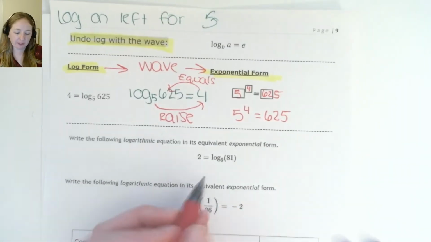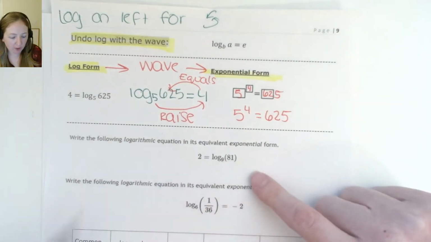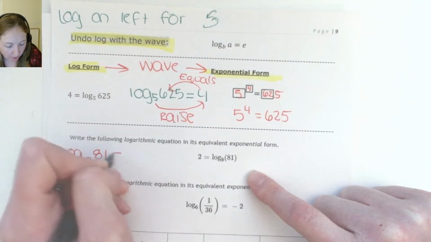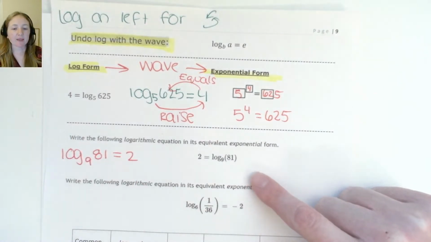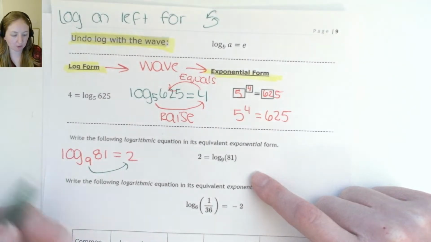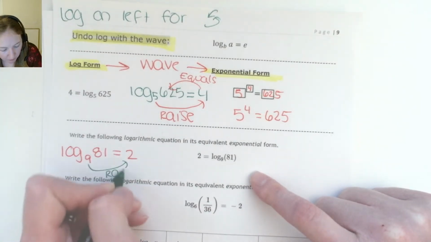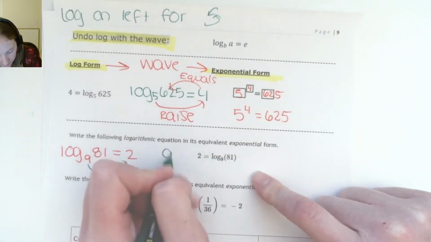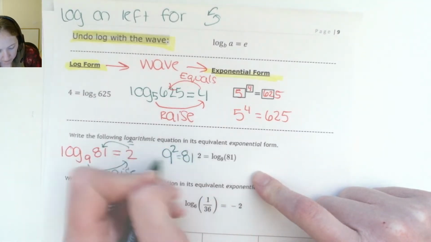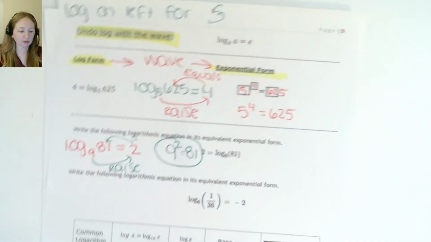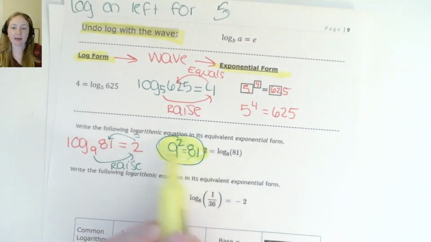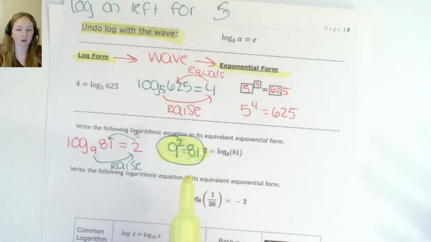So the same thing is going to happen here for this next example. First thing you're going to do is rewrite it with the log on the left-hand side. And then once the log is on the left-hand side, then you can do your raise equal. So you'll take 9, raise it to the 2nd, and then that is equal to 81. So our equivalent exponential form would be this 9 squared is equal to 81. That's what we would type in on the homework software.